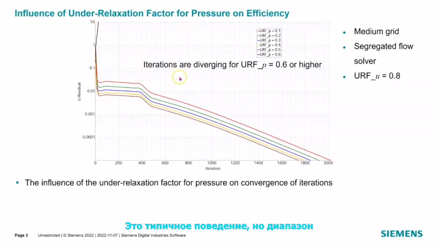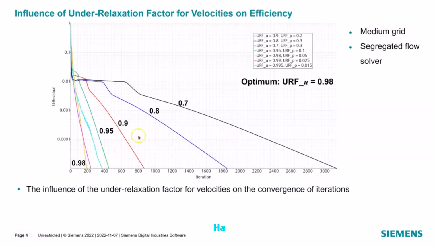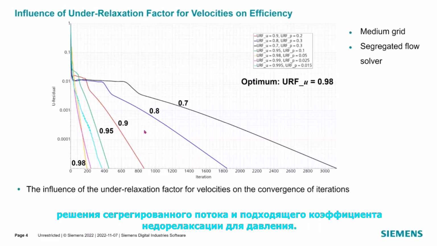This is the typical behavior, but the range of usable values depends on the flow and grid fineness. It is narrower for finer grids. This plot shows the influence of the under-relaxation factor for velocities on convergence of iterations when computing the flow on the medium grid using the segregated flow solver and suitable under-relaxation factor for pressure.